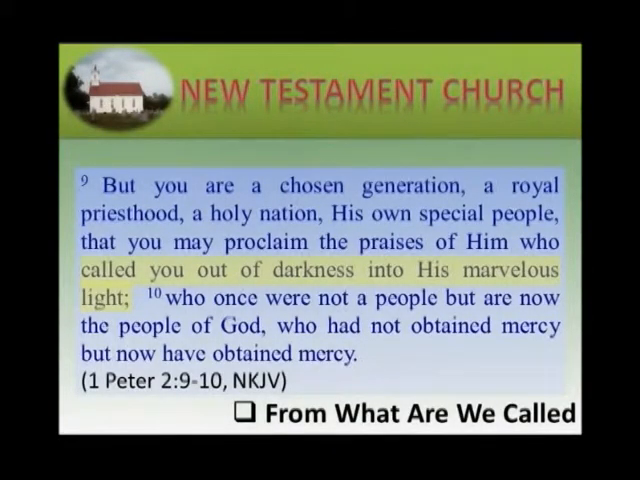In 1 Peter chapter 2, verses 9 and 10, it says, "But you are a chosen generation, a royal priesthood, a holy nation, his own special people, that you may proclaim the praises of him who called you out of darkness into his marvelous light, who once were not a people, but are now the people of God, who had not obtained mercy, but now have obtained mercy." Now, what are we called out of? You're called out of darkness. Into what? Into his marvelous light.